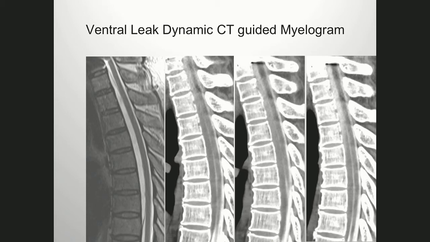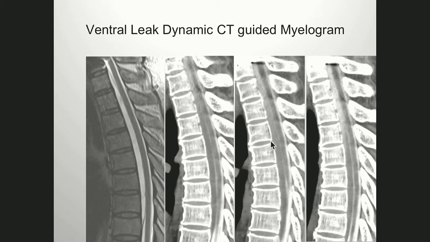And then we did the CT-guided dynamic myelogram, which involves putting the needle in the CT gantry, in the CT suite, and injecting and having a rapid successive series of CT acquisitions. And from left to right, you see early and late.